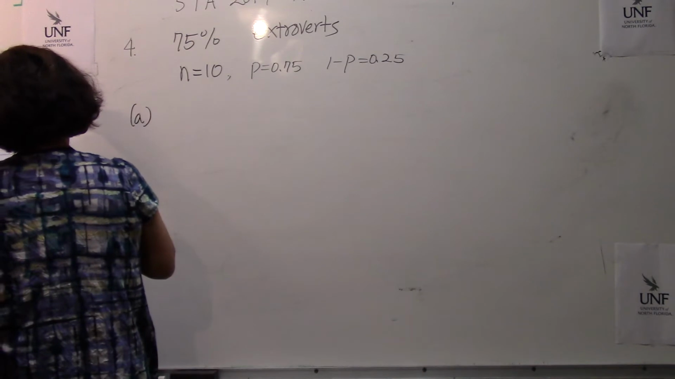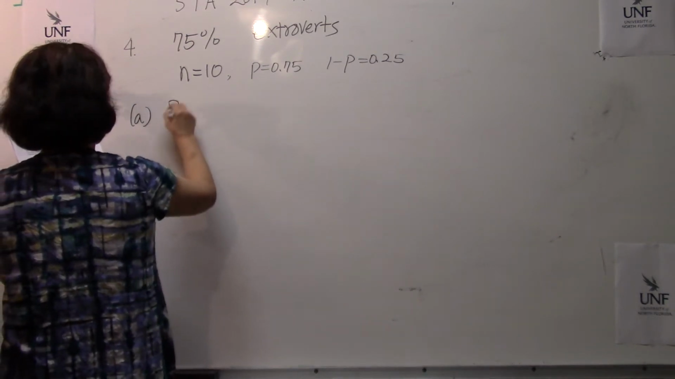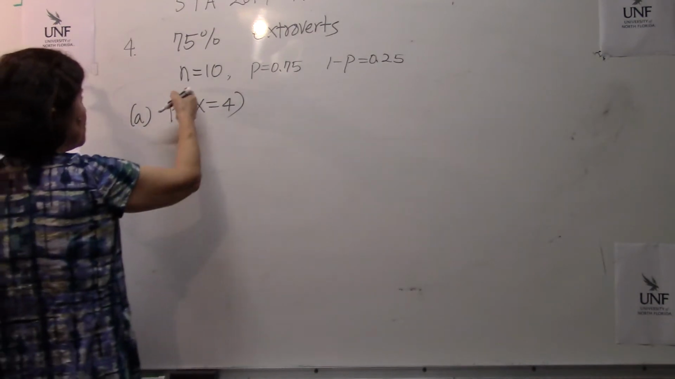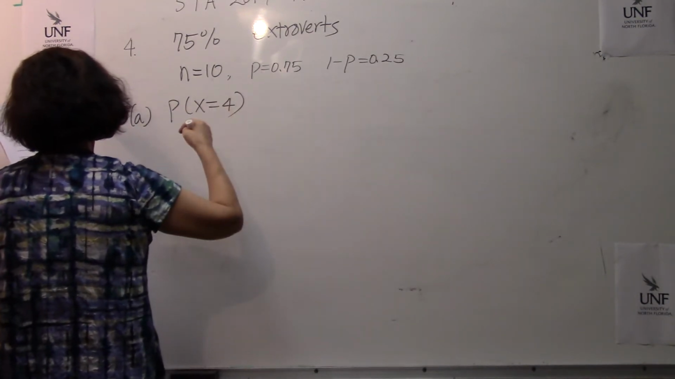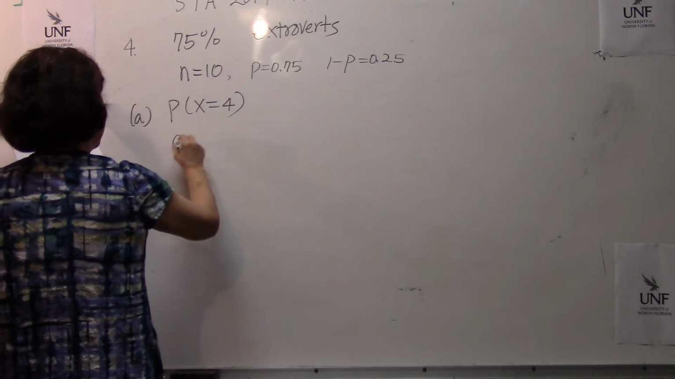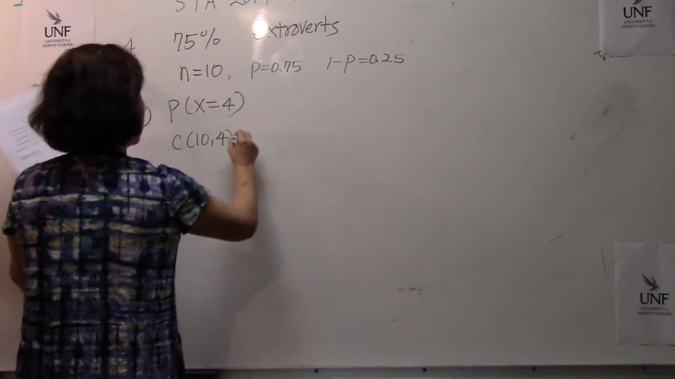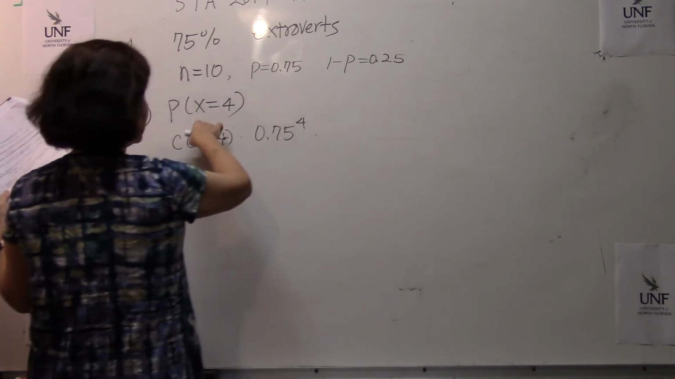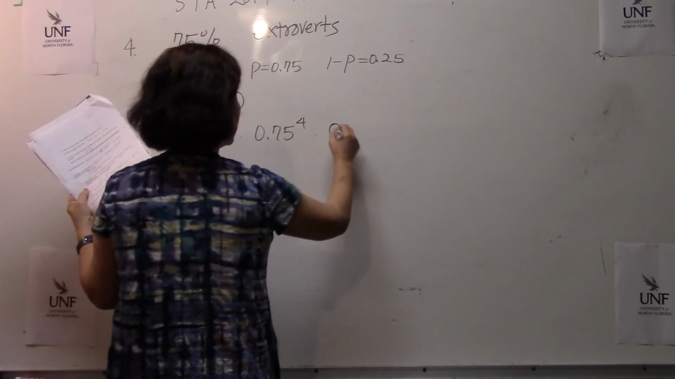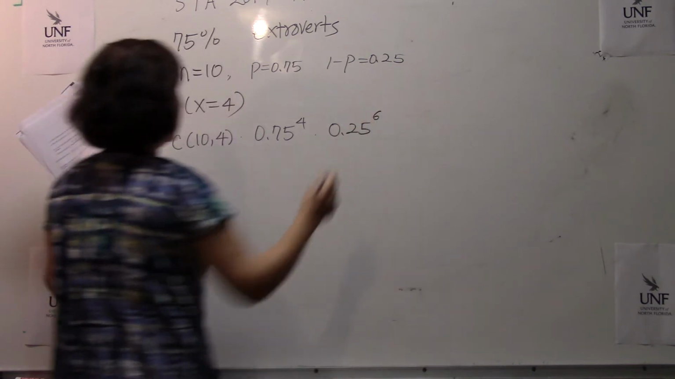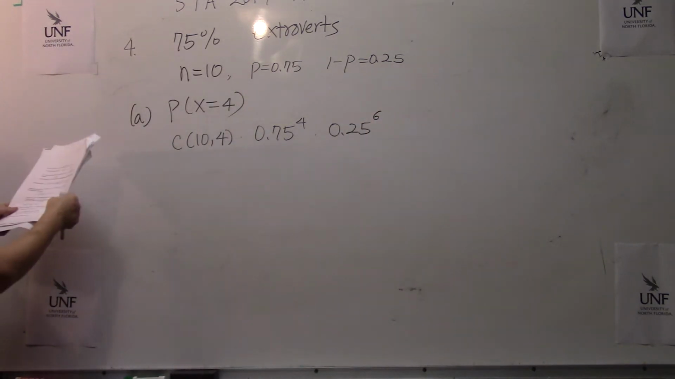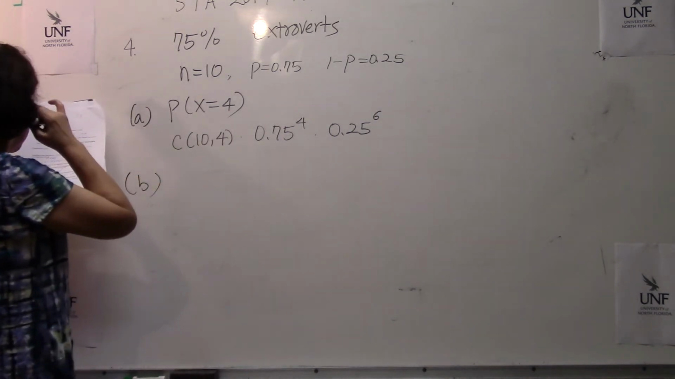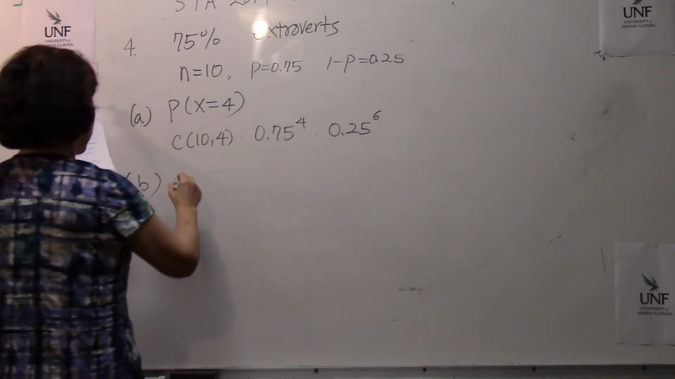What is the probability that exactly 4 are extroverts? Well, if you do it by hand, I'm going to just set up here: 10 choose 4 times 0.75 to the 4th power, and exactly 4. So 6 people said, no, I'm not extrovert. So this is what that means. And B, what is the probability that at most 5 of them are extrovert?